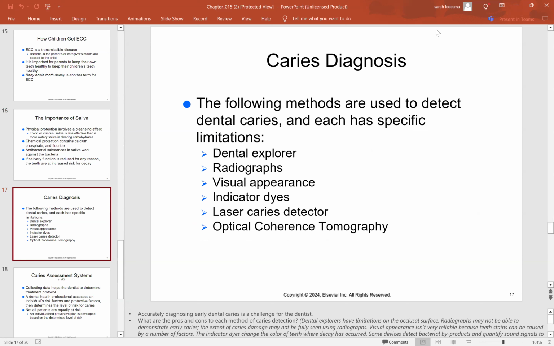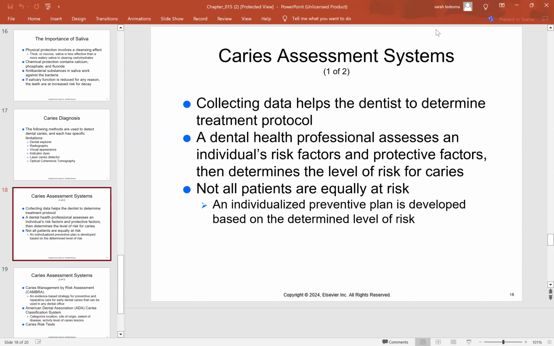So, in order to diagnose caries, we have methods that are used. Each method, though, has limitations, so try to use a combination: the dental explorer, radiographs, and visual appearance in the oral cavity. We have indicator dyes available. There's laser caries detector, and then optical coherence tomography. Collecting data helps the dentist to determine a treatment protocol.